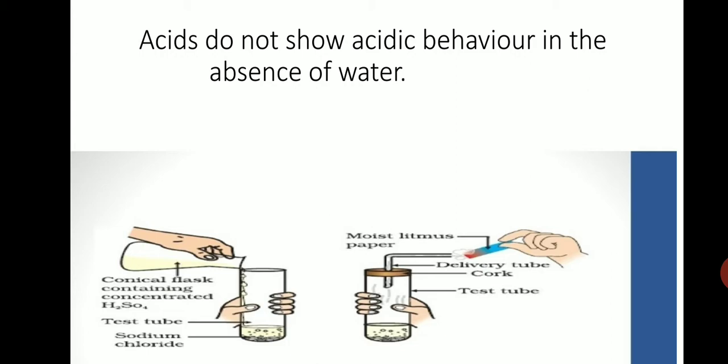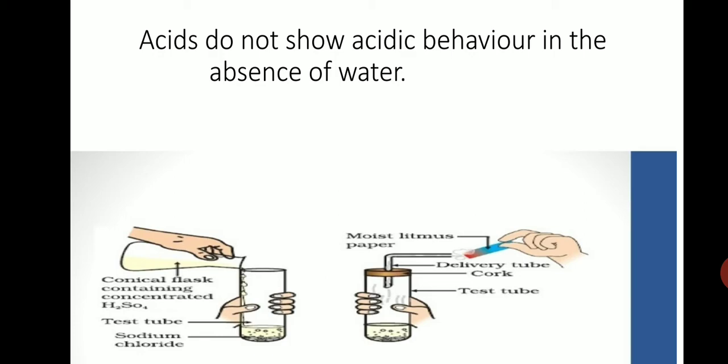So this is a common experiment asked in the examination. How can you show the acidic behavior in the absence of water through an experiment? Show that the acids are not behaving acidic in the absence of water. This last year also it was asked with the help of the diagram. So please understand this, read the textbook, it is there in your textbook.